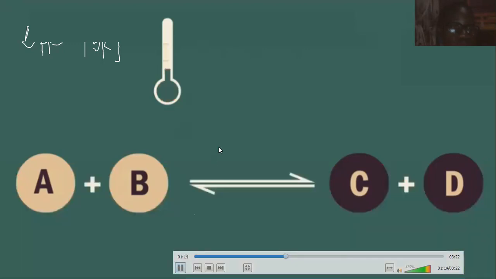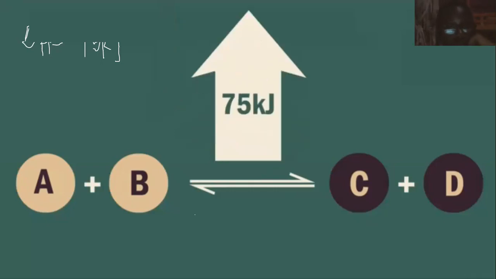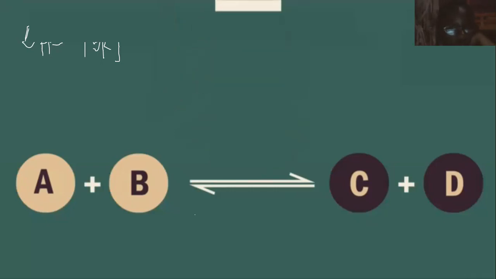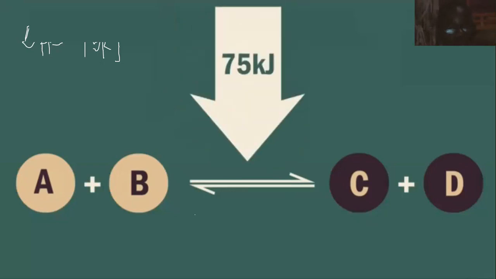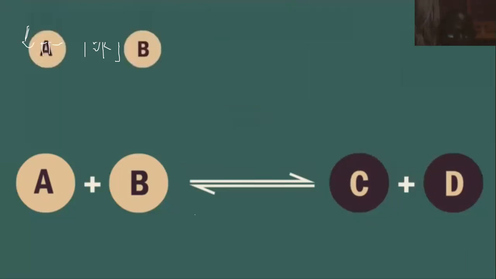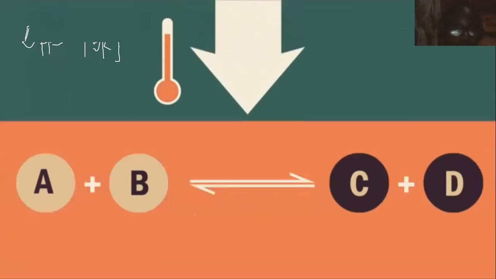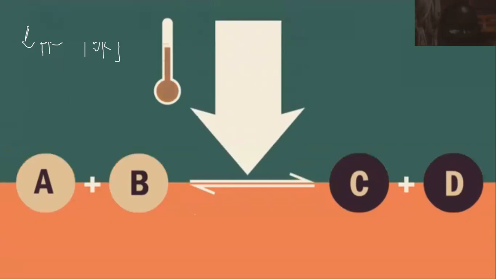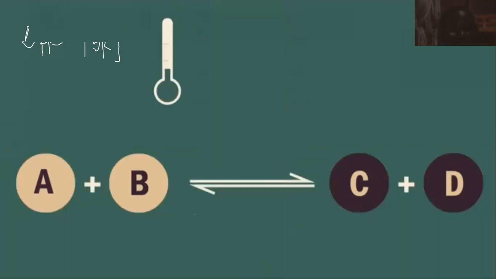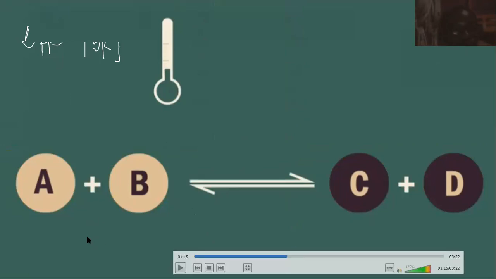The imposed stress. Decreasing the temperature would cause the system to produce more energy. When the forward reaction occurs, 75 kilojoules of energy is released, and 75 kilojoules is absorbed when the reverse reaction occurs. So an increase in temperature would mean that the endothermic reaction would be favored to remove the excess heat, therefore counteracting the imposed stress.